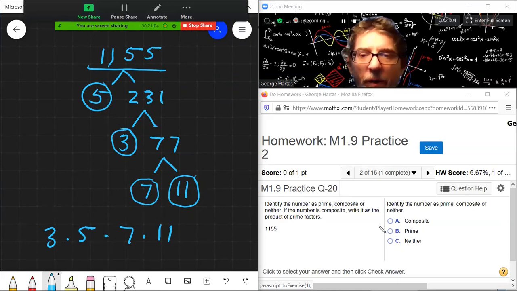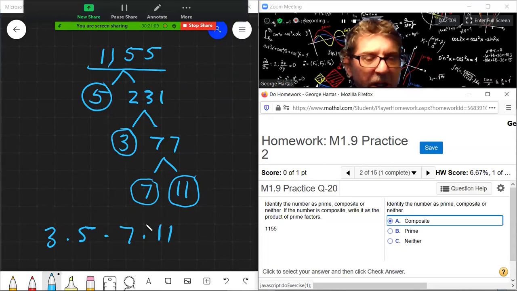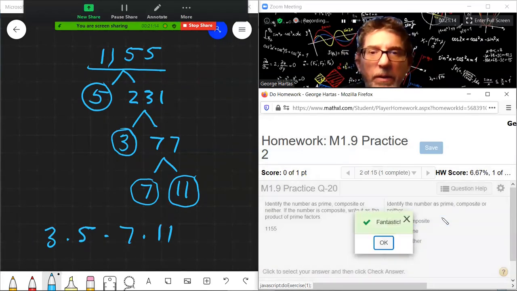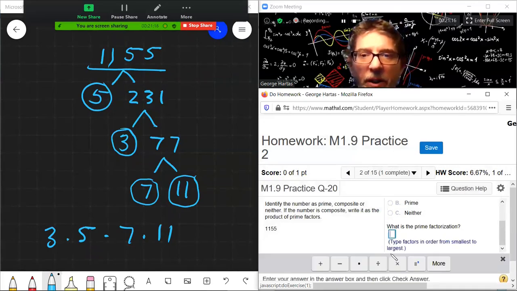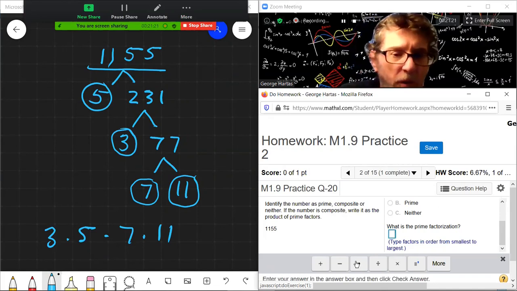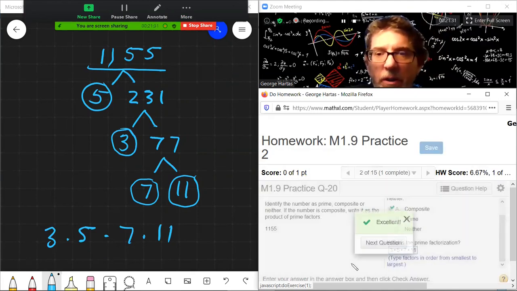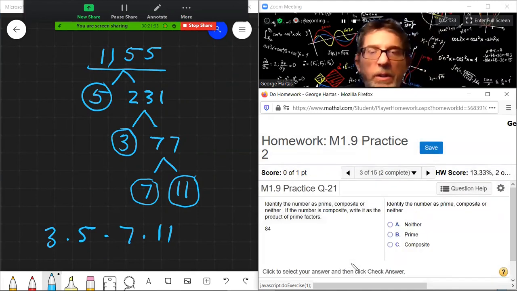So first, let's answer the question. Yes, it's composite because we can break it down. See that? We got other factors besides 1 times 1155. What is the prime factorization? 3·5·7·11. That's what it is. Oh, this seems relatively easy. All right, 84.